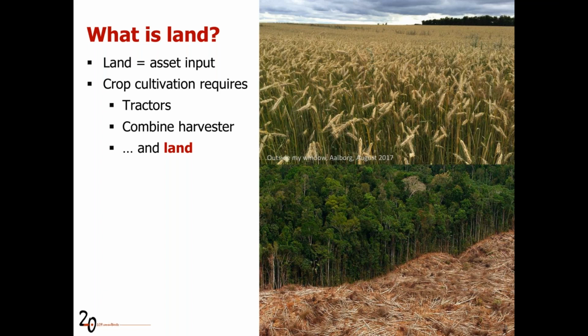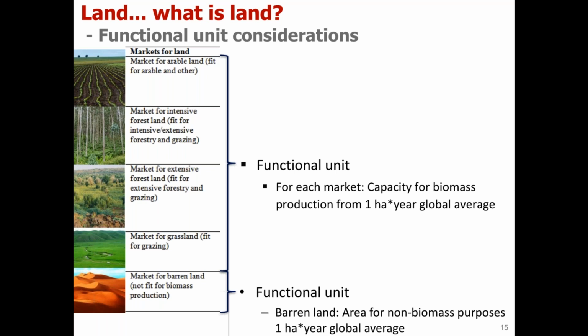When we are talking about cultivation of crops, land is an asset input. If we have cultivation of crops, of course we need tractors, combine harvesters, different equipment. We also need land, otherwise we cannot have any crops. So land is an asset, just like we need infrastructure in our normal LCAs. Secondly, now we know what the product we are analyzing is: land is an asset input.